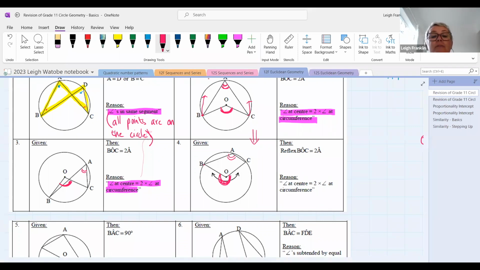Again, there are only 3 points on the circle. The other point is at the center. So don't get confused with angle at center is twice angle at circumference.